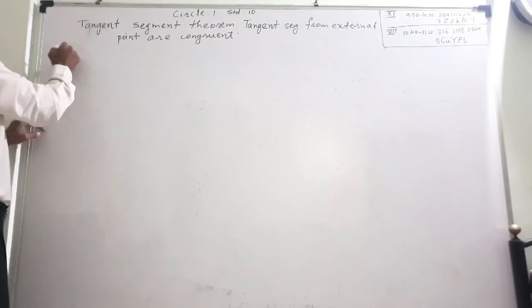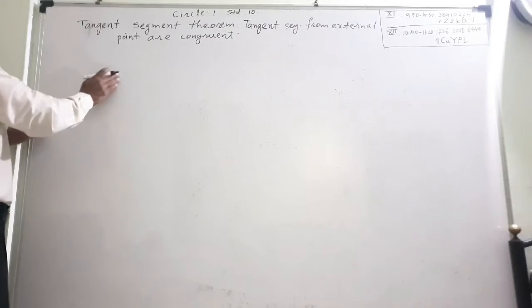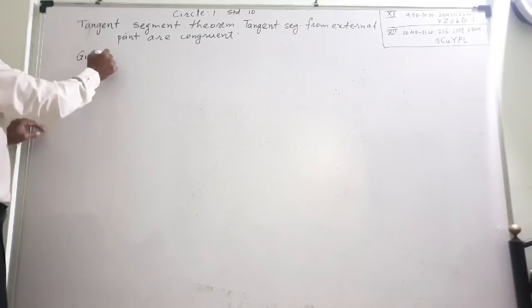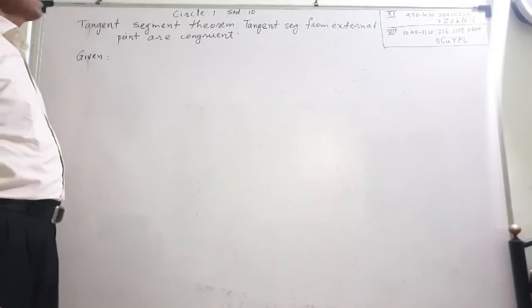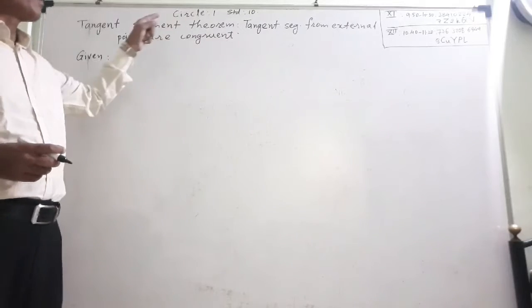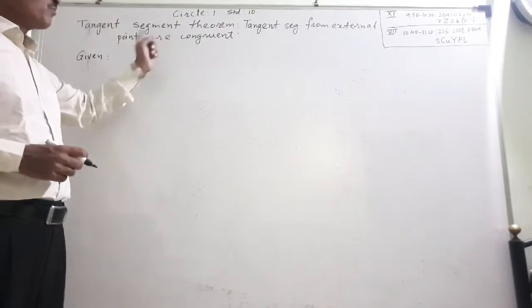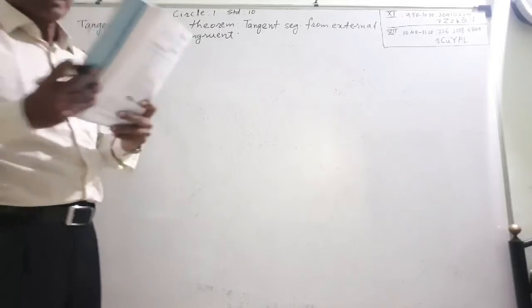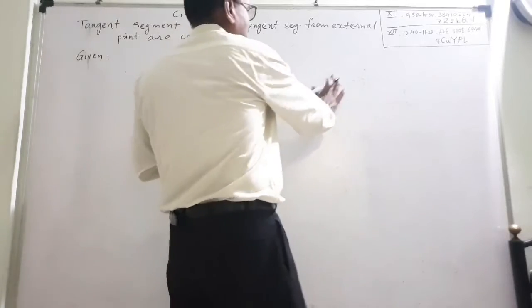So the proof we want to do. What is given? A circle is given and the tangents are drawn from the external point. And what we have to prove? They are congruent, that we have to prove. We will take the figure from the textbook itself.